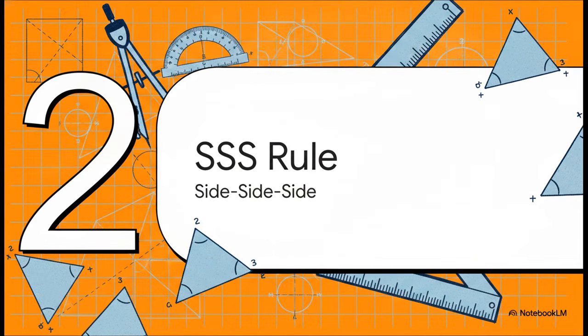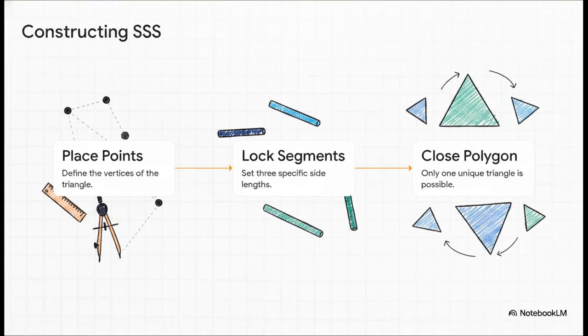Moving right along to part 2, the SSS, or side-side-side rule. Picture this for a second. Imagine you've got some basic geometry tools in front of you. Maybe it's some digital software, or just literal wooden sticks of very specific lengths. Step 1, you place your points to define the vertices. Step 2, you lock in 3 segments of specific lengths. Let's say a 3-inch stick, a 4-inch stick, and a 5-inch stick. Step 3, you close the polygon by snapping those ends together, and this perfectly illustrates the SSS rule.